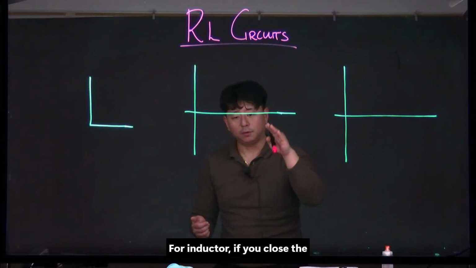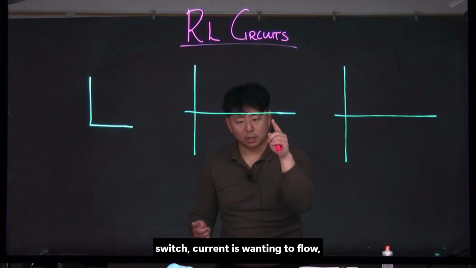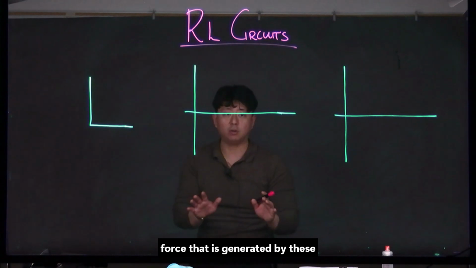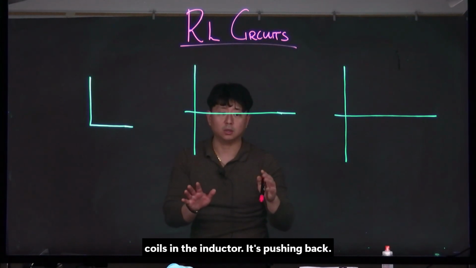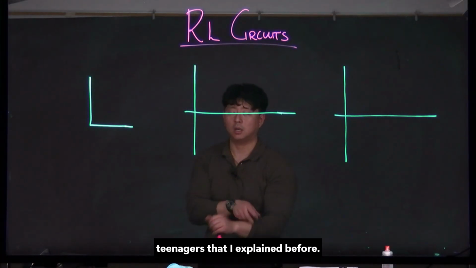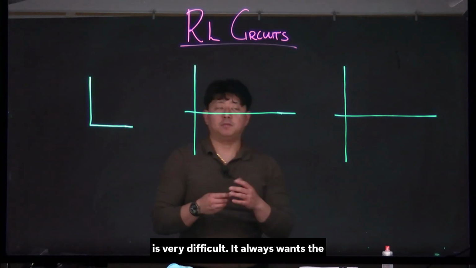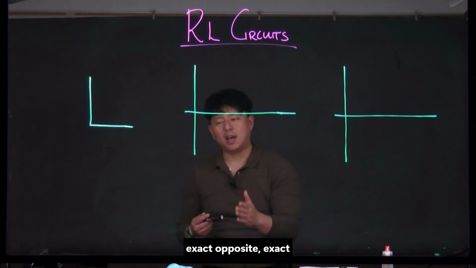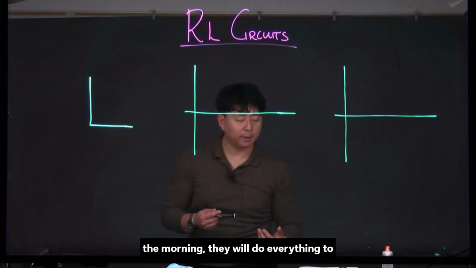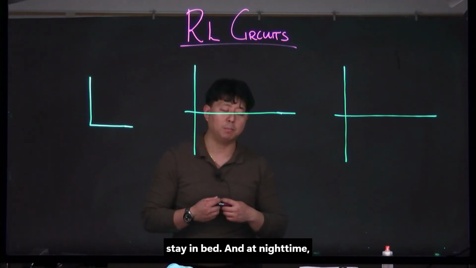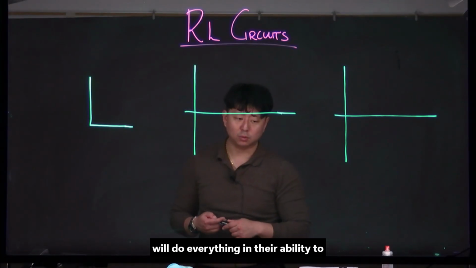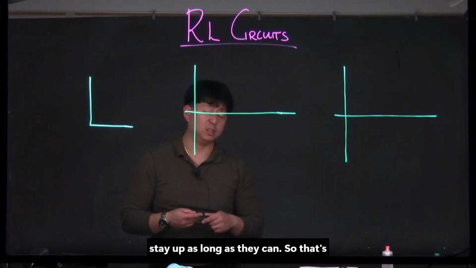For an inductor, if you close the switch, current wants to flow, but it is blocked by the force generated by the coils in the inductor. It's pushing back. It's like the teenagers that I explained before. It's very difficult. It always wants the exact opposite. When you tell them to get up in the morning, they will do everything to stay in bed. And at nighttime, if you tell them to go to bed, they will do everything in their ability to stay up as long as they can.